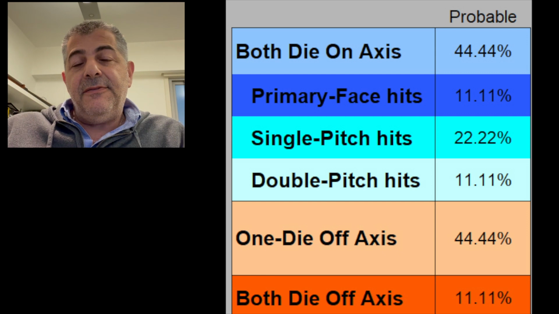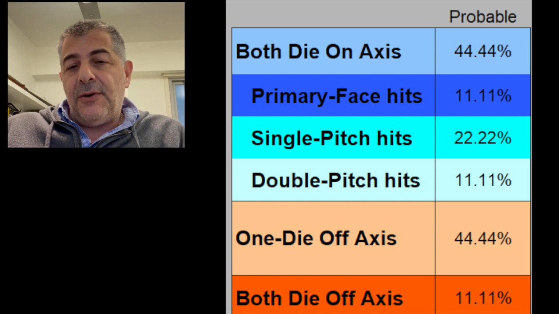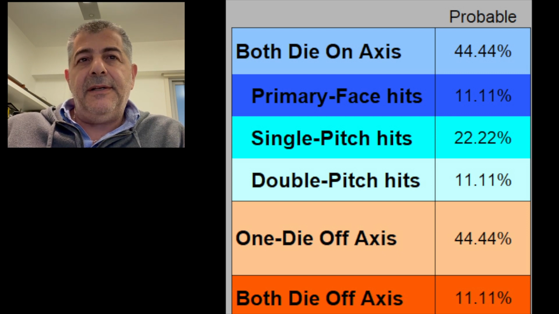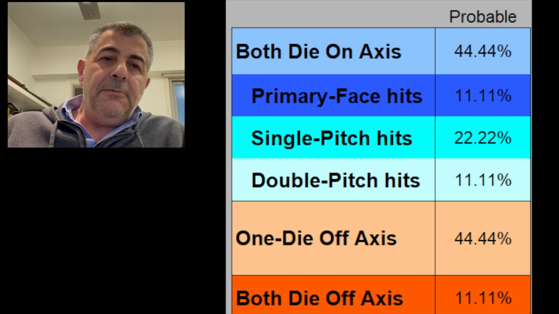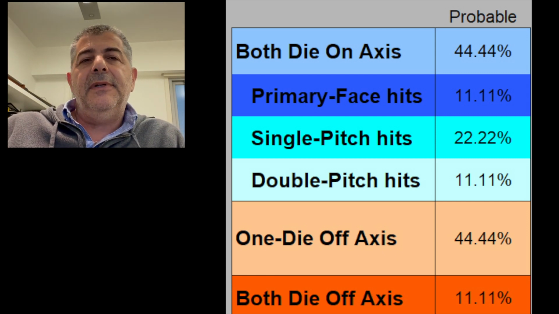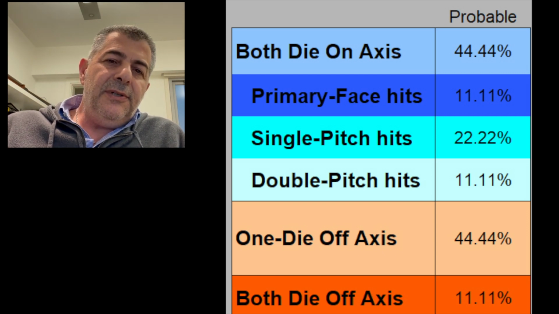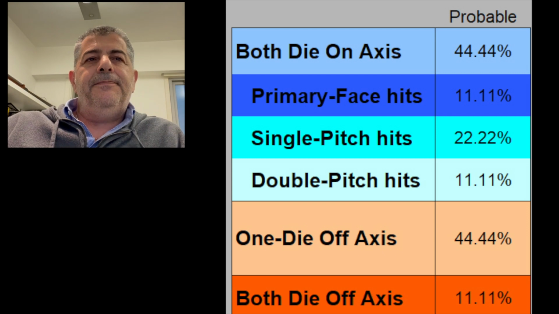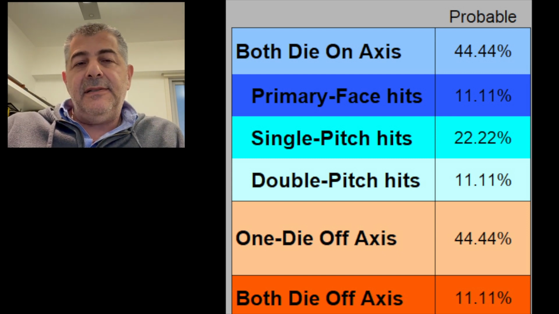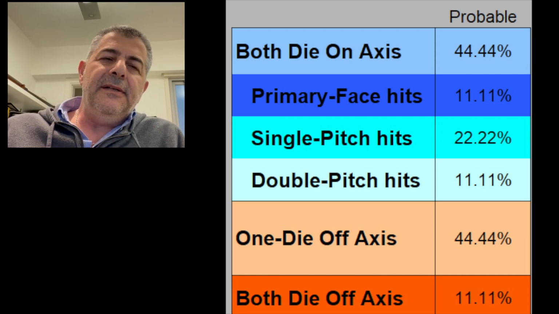Primary hits, quite rare, 1 out of 10. Double pitch are also rare, 1 out of 10. Explosions, implosions, and drifts together, 1 out of 10. So you can see that you can recognize when your dice are doing something more often than they should. Right die off axis, 2 times out of 10. Left die off axis, another 2 times, or 2.2 times out of 10.